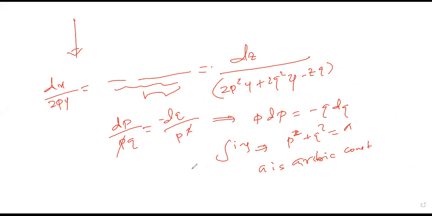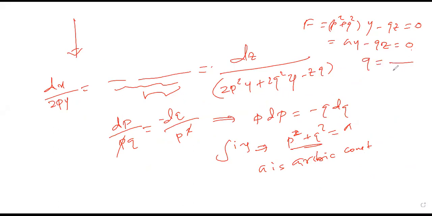Now, what is our function actually? F is equal to p squared plus q squared times y minus qz is equal to 0. So substitute p squared plus q squared as a. This one will be ay minus qz is equal to 0. What is q from this? Can I get the answer?